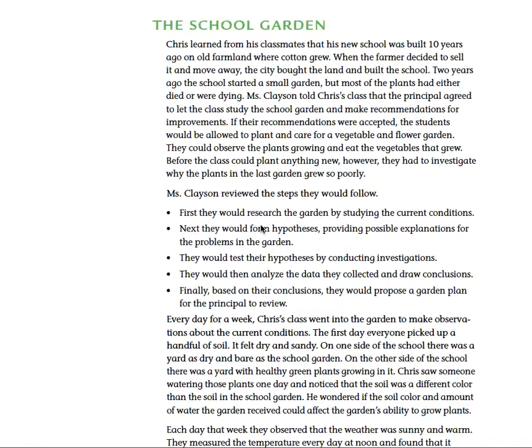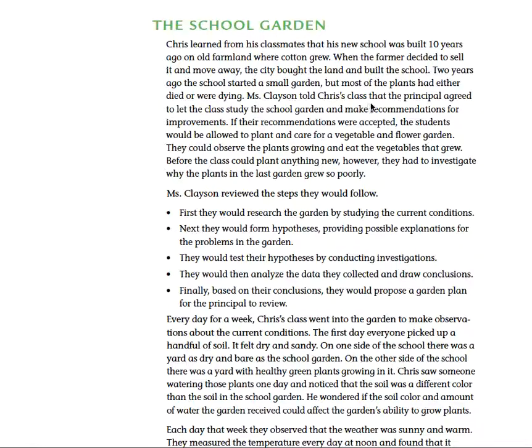The school garden. Chris learned from his classmates that his new school was built 10 years ago on an old farmland where cotton grew. When the farmer decided to sell it and move away, the city bought the land and built the school. Two years ago, the school started a small garden, but most of the plants had either died or were dying.